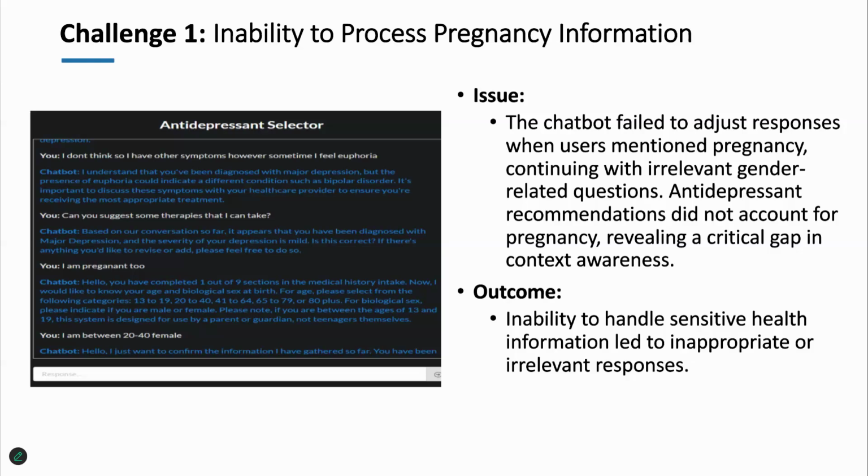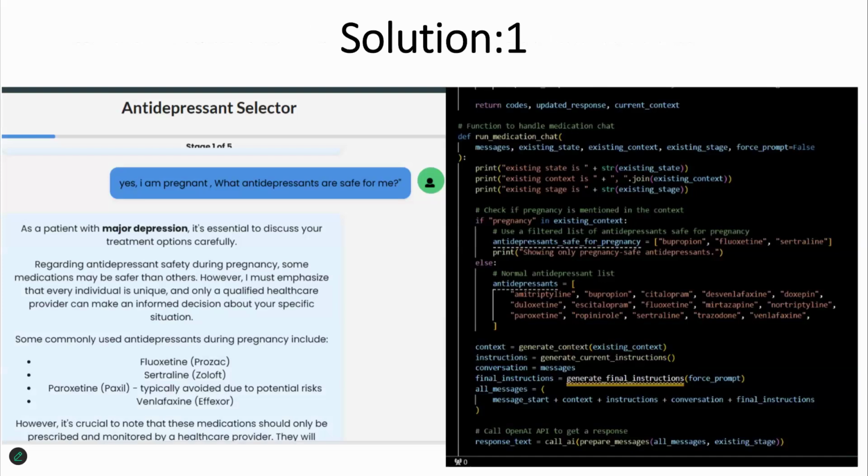Let's go to the solution part. To fix this issue, we made several important changes to the chatbot. First, we enhanced chatbot context management by adding pregnancy as a special flag in the system. Since pregnancy is a critical factor for treatment options, this flag ensures that the chatbot understands when pregnancy is mentioned and adjusts its response accordingly. We also updated the code to clearly define antidepressants that are safe and unsafe during pregnancy. The chatbot is now programmed to avoid recommending any unsafe options, helping ensure the safety of users.